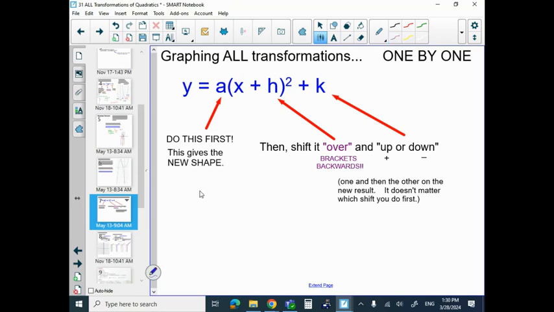All right. So quite often it's nice to do the stretches first. So it kind of gives you your new shape. And then you just shift it over and up and down, right?